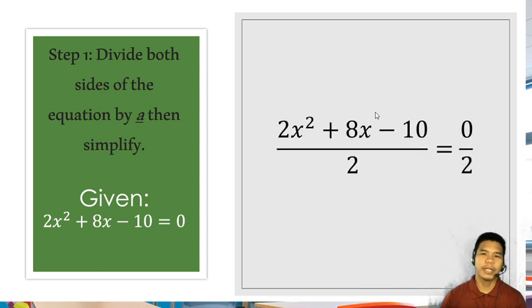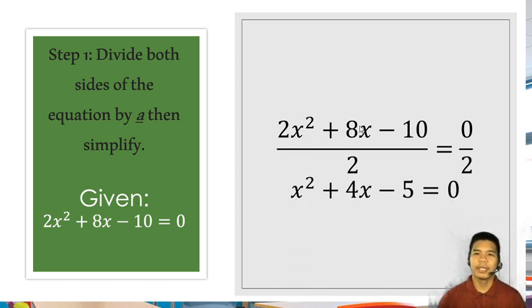So in this particular example, may a siya. Ang a natin is 2. Again, to recall, ang a ay makikita kung ano yung kasama ng x squared. So, ang kasama ng x squared ay 2. So, i-divide natin both side by 2. So, pag na-divide na natin yan, that is 2 divided by 2. So, x squared na lang to. And then, 8x divided by 2 is positive 4x. And then, negative 10 divided by 2 is negative 5. Equal to 0 divided by 2 is 0. Okay? So, ngayon, ang new equation ay x squared plus 4x minus 5 equal to 0.